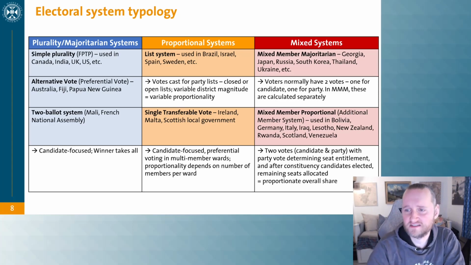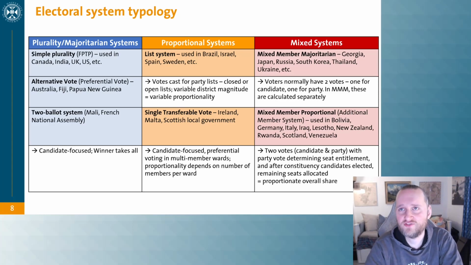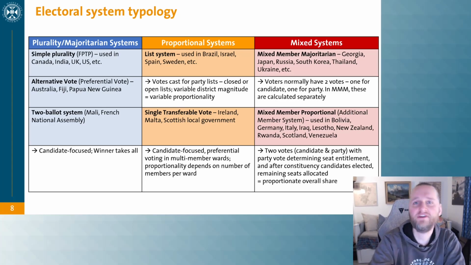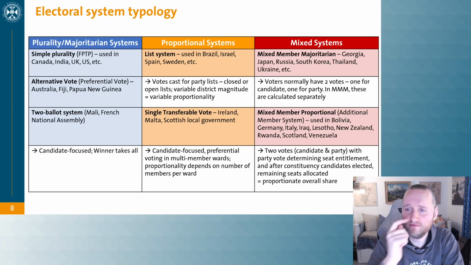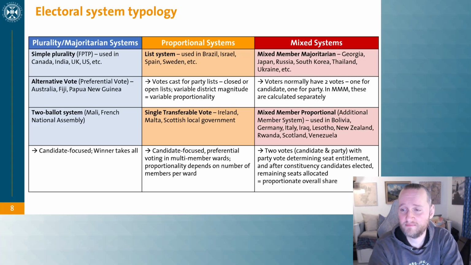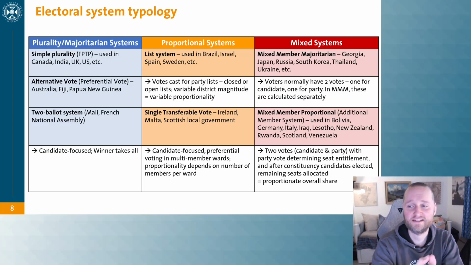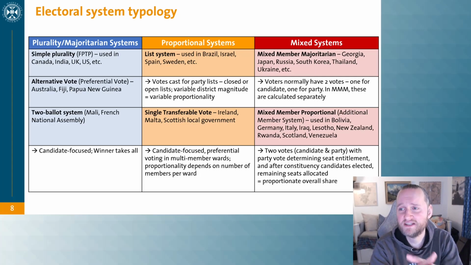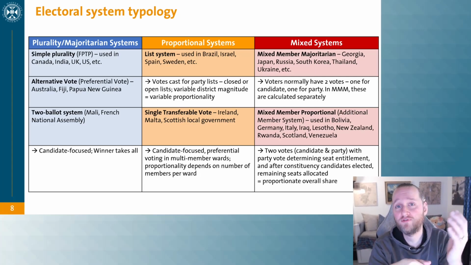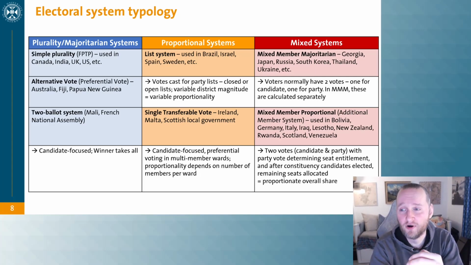And then you have mixed systems on the right-hand side, which normally tend to combine elements of majoritarian and proportional systems. And then we have mixed member majoritarian and mixed member proportional, and that really only means there are some mixed systems that are closer to the majoritarian end and some systems that are closer to the proportional end. In both of those types of mixed systems, though, normally what happens is that you have more than one vote as a voter. So for example, you have one vote for your local candidate, and you have a second vote that you can give to a party.